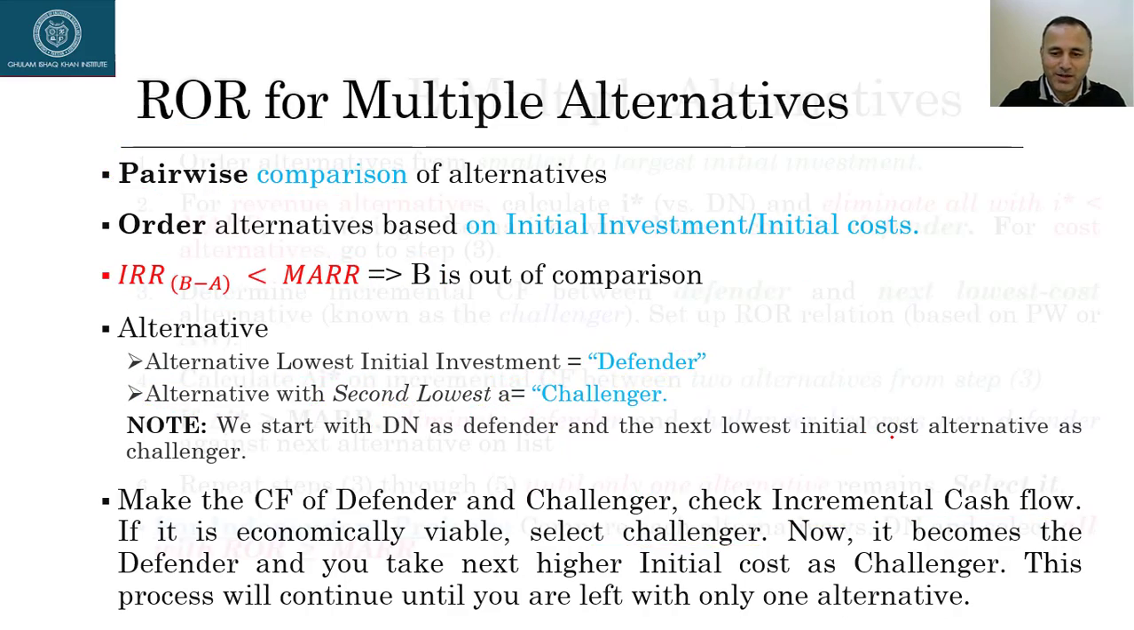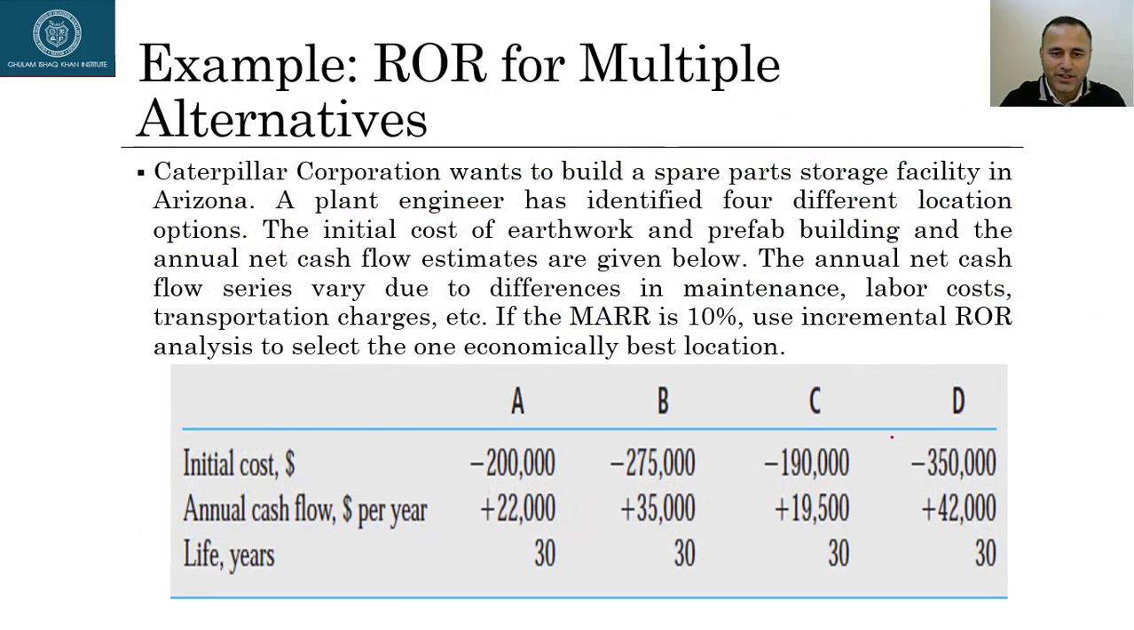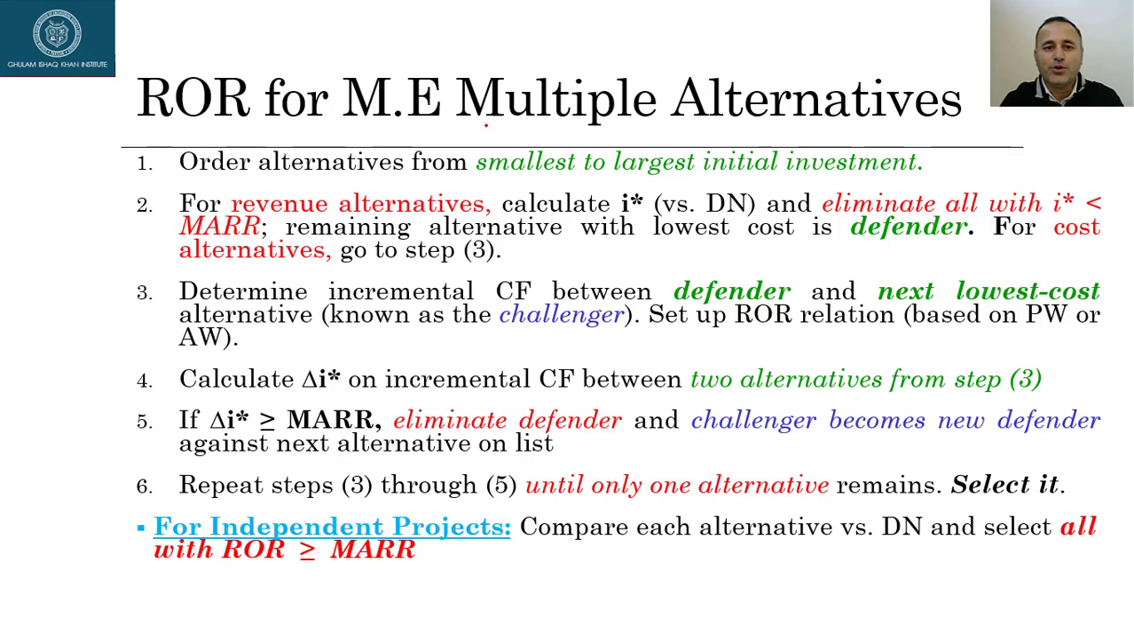This is a very abstract terminology, but once you see the example, it is straightforward. Okay, so let's go to the example. I'll get to the example on the next slide. But how does it work for mutually exclusive? So this ME is for mutually exclusive multiple alternatives.